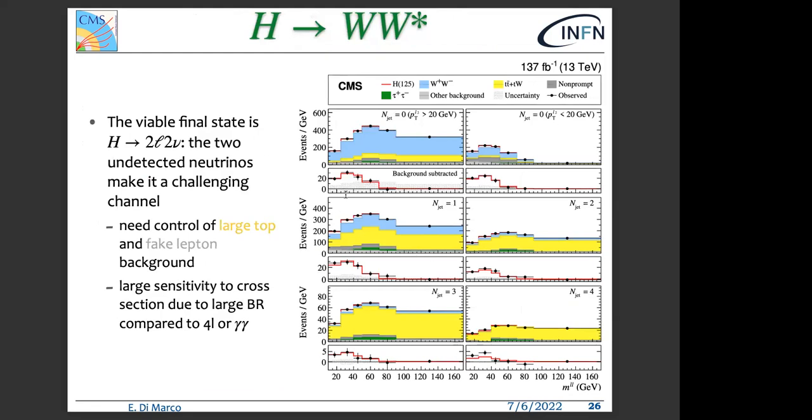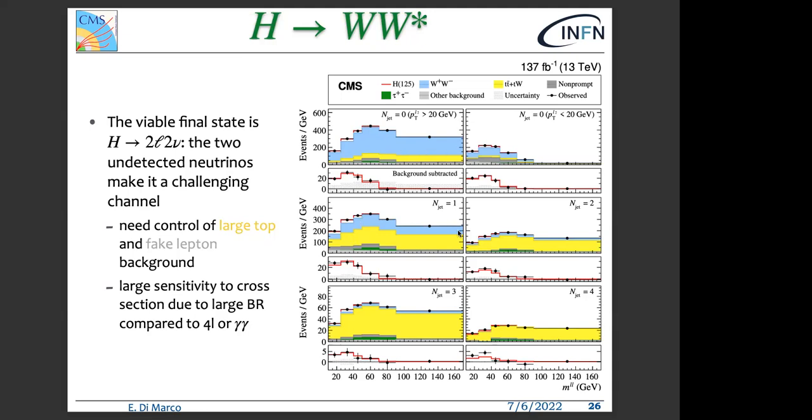So this is the full picture that I will show in just a part of it. Also for WW, we are now measuring the cross-section differentially, for example in bins of jets. You see here, I was showing just this because it's the zero jet bin, which is the one with the lowest background. Mostly the background is dominated by the WW irreducible background. You see here in blue.